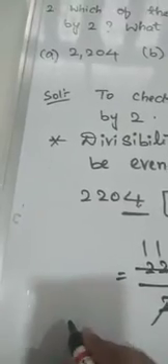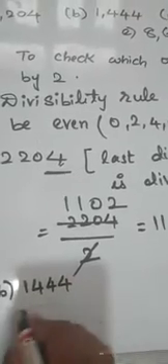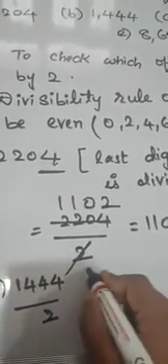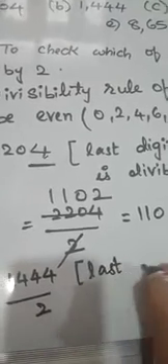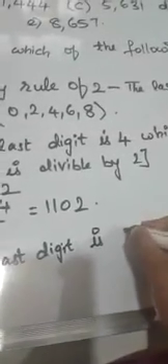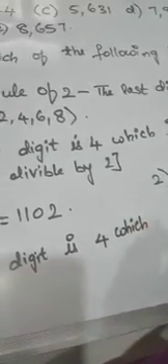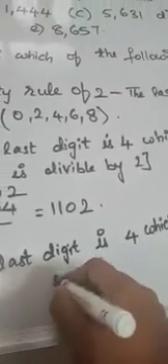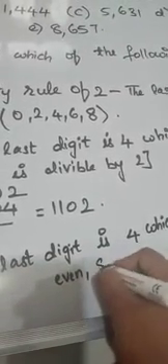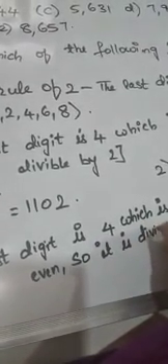Next one. What is the next one? 1444. 1444 by 2. Here also we have to check the last digit. Here also the last digit is 4, which is even. Yes or not? It is even, so it is divisible by 2.